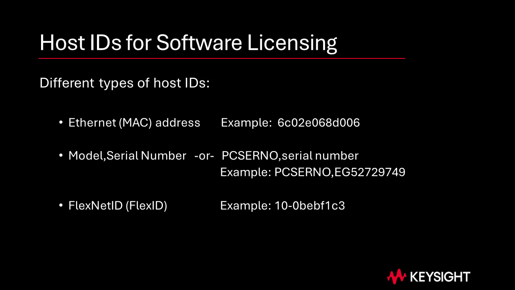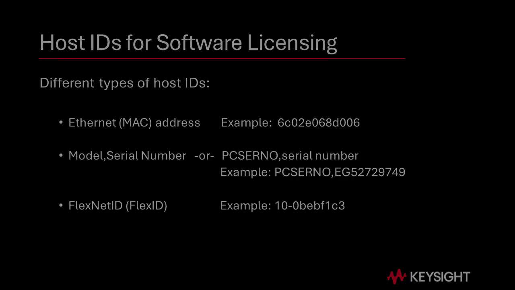A third type is a FlexNet ID, which identifies a Flex ID USB dongle, for example, 100BEBF1C3. A host ID is not the same as a machine's host name, server name, or network name.